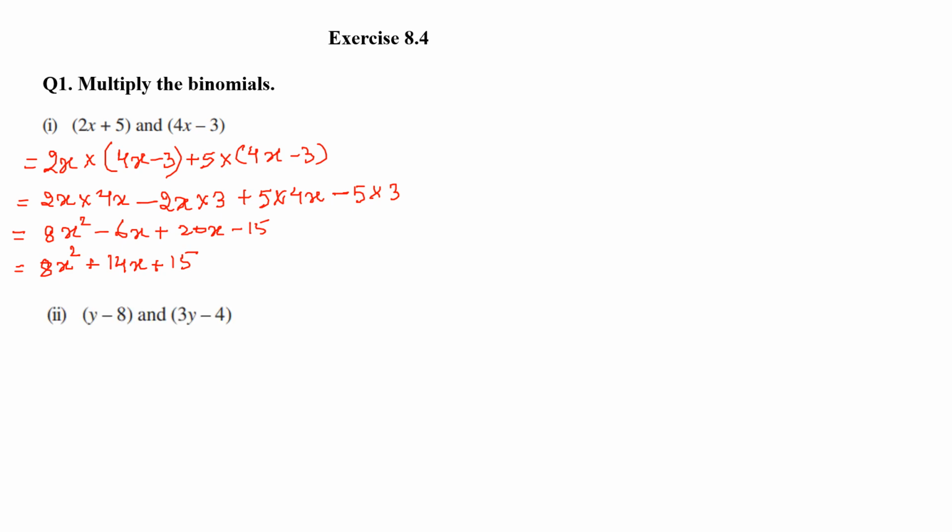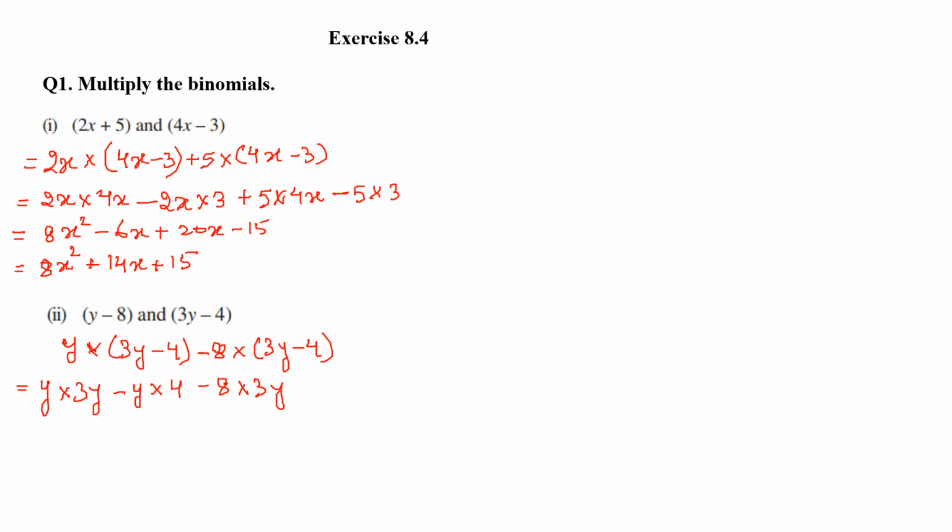Now moving to the second question. It is y minus 8 multiplied with 3y minus 4. Here you have to follow the same rule. You have to multiply first y with 3y minus 4, and then you have to multiply minus 8 with 3y minus 4. So let's start multiplying now. So y multiplied with 3y, then minus y multiplied by 4. Now here minus 8 multiplied by 3y.